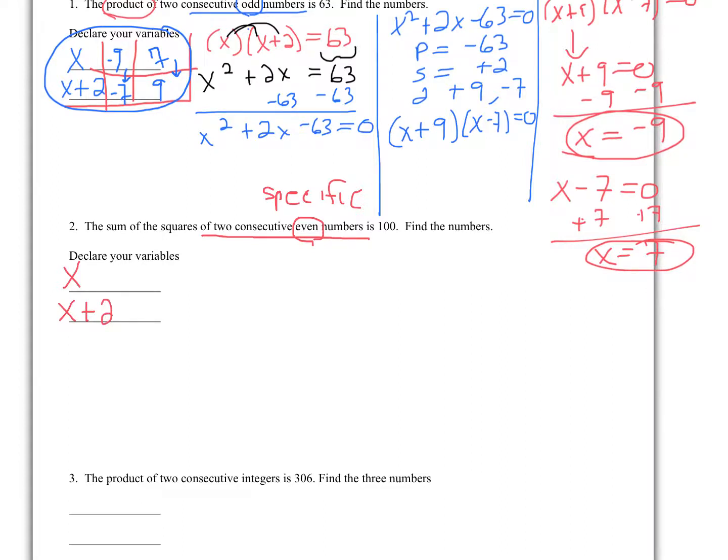Alright. Now, here we go. Now here's the fun part with this problem, folks. The sum of the numbers, so we take x plus 2.